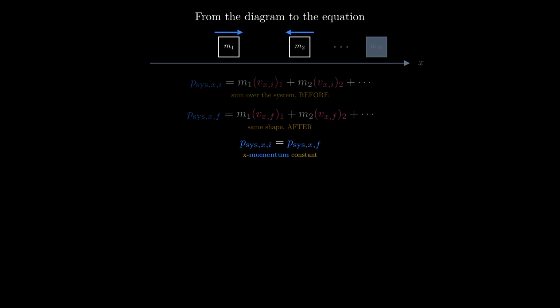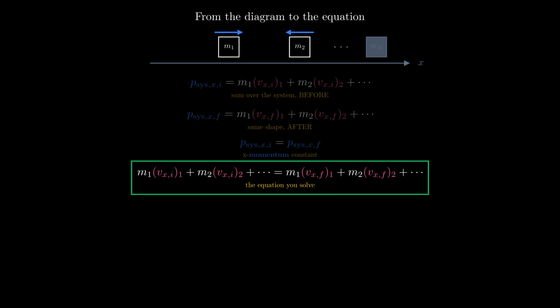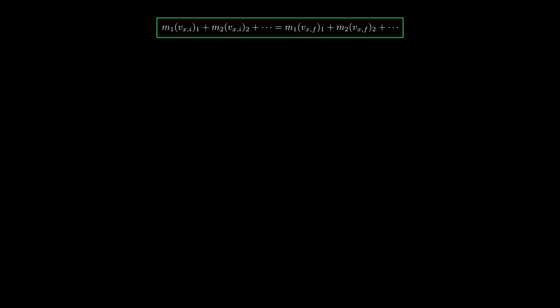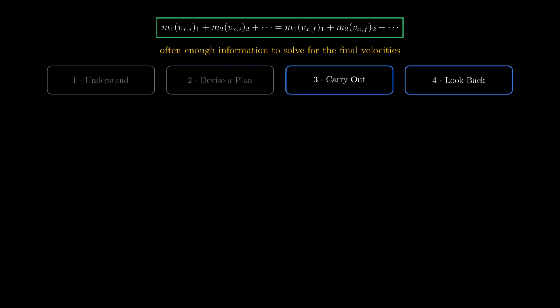If the x component of the momentum is constant, those two expressions are equal, and substituting gives the equation you actually solve. Mass 1 times the initial x velocity of object 1 plus mass 2 times the initial x velocity of object 2 equals mass 1 times the final x velocity of object 1 plus mass 2 times the final x velocity of object 2. Every unknown the problem is hiding sits somewhere in that line. That equation carries whatever analysis the problem needs. Often it holds enough information to solve for the final velocities, and that is step 3.